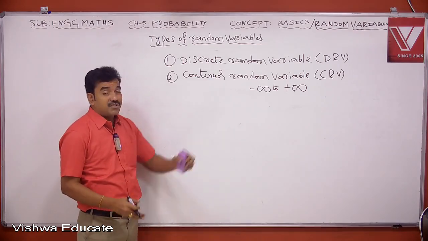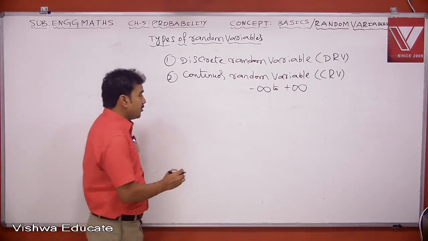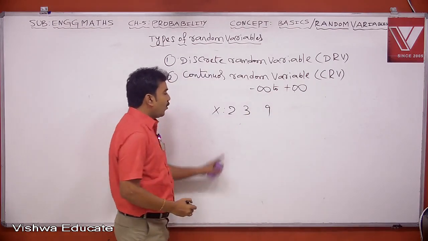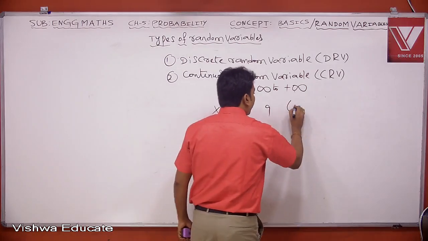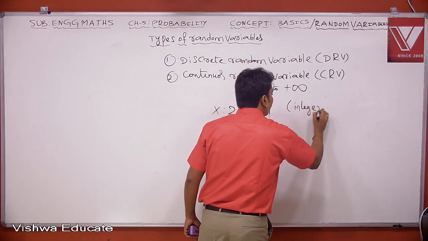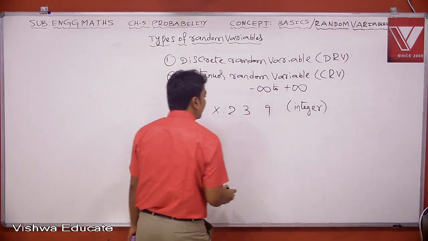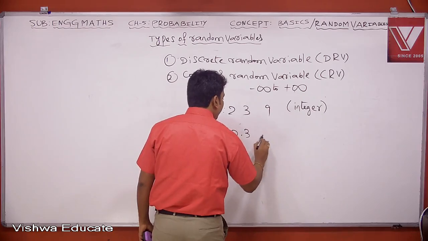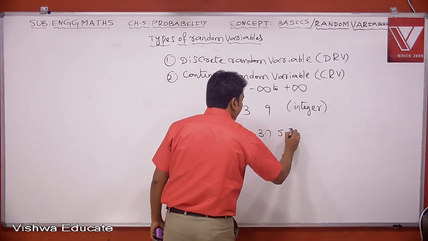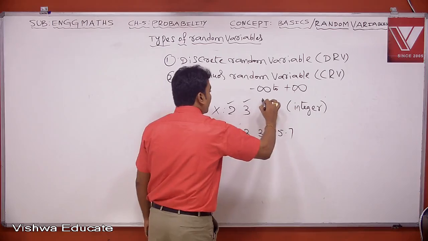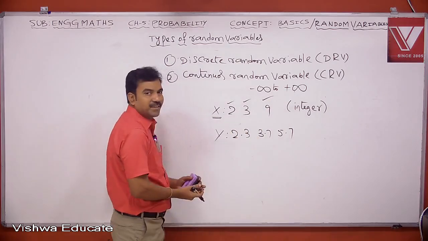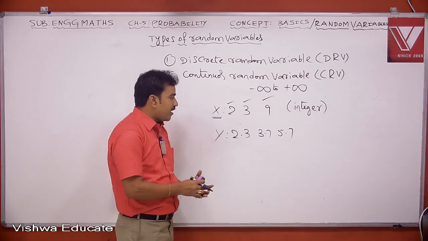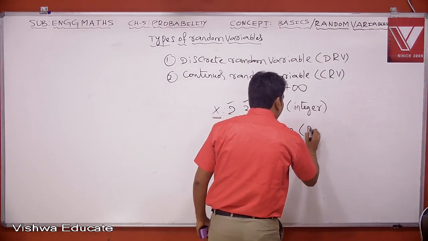But in case of discrete, there is some separation. Suppose x values are like this: 2, 3, 9. Now x is taking integer sample points. Suppose y is a random variable which takes sample points like this: 2.3, for example 3.7, for example 5.7. These are the sample points of a random variable y. Here y is taking real sample points.